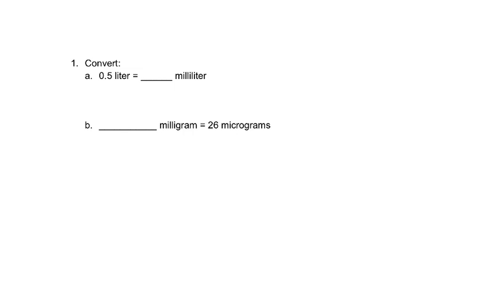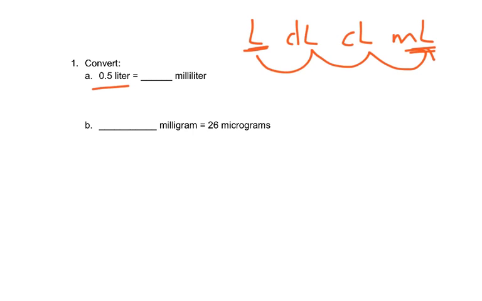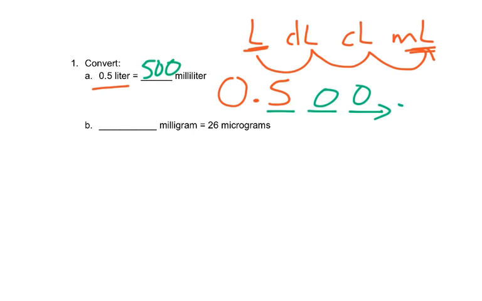So here's the first two examples. Here we're starting with half a liter. So liters are our units, that's in the middle. And then we'd have deciliters, centiliters, and milliliters. So we're trying to get to milliliters, and we're starting with liters. So that's 1, 2, 3 spots to the right. So we look at our 0.5, and we want to go 1, 2, 3 spots to the right. And that's where we want our decimal to end up. And any open spots we fill in with zeros. So we end up with 500 milliliters.